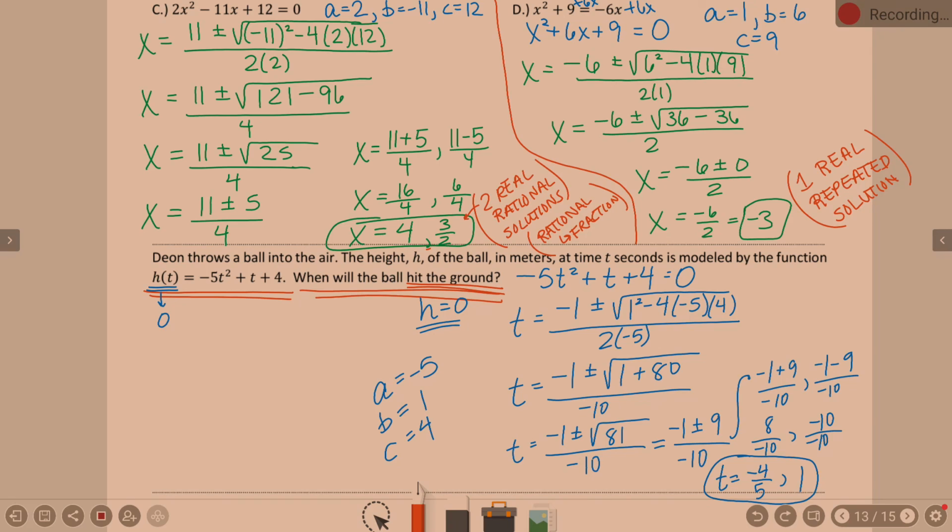What's the answer to my question? Yeah. When will the ball hit the ground? After 1 second? Why are we not using negative 4/5? Yeah, you can't, we're not talking negative time here. So the answer that matters is the 1. And so it's going to happen after 1 second. Okay?